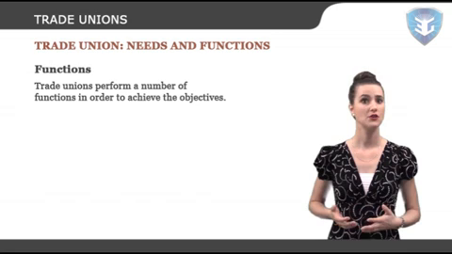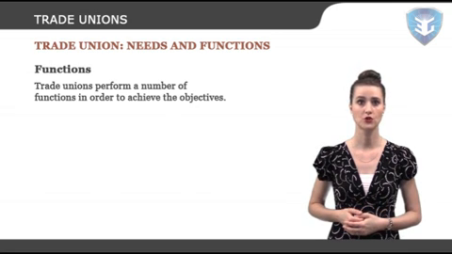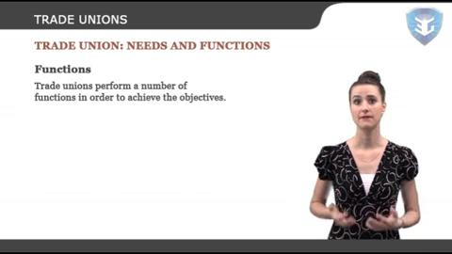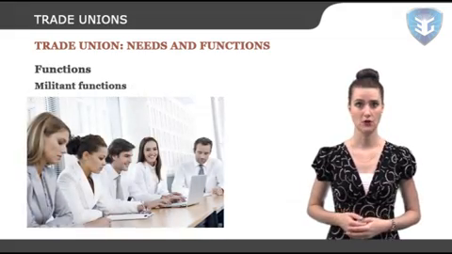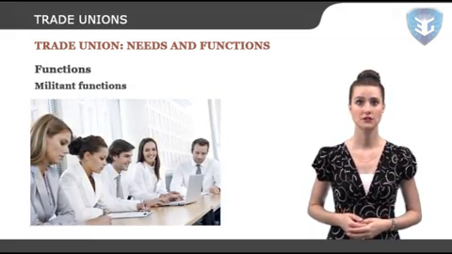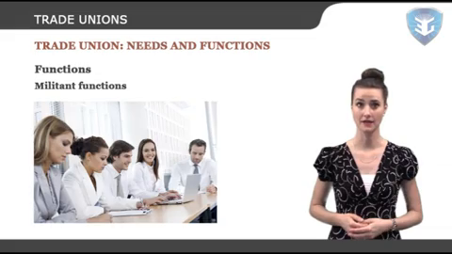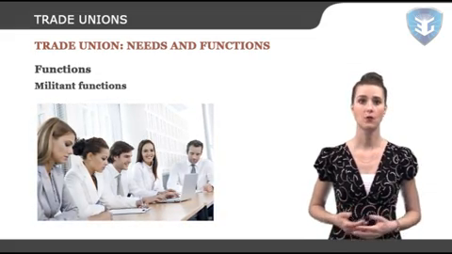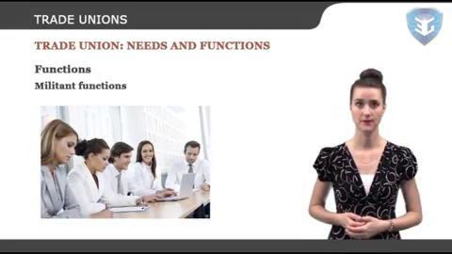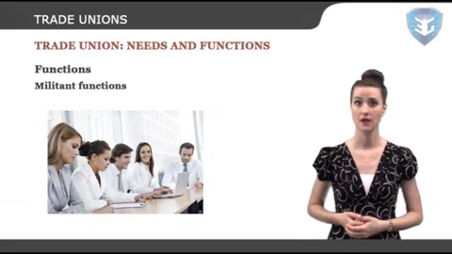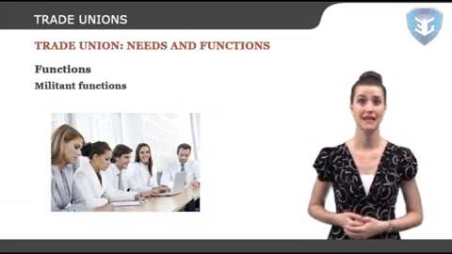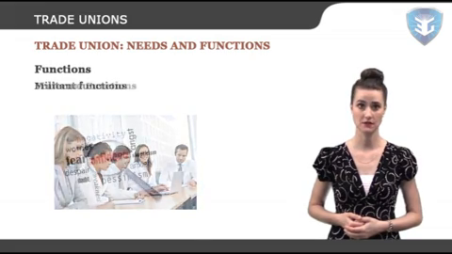Functions. Trade unions perform a number of functions in order to achieve the objectives. These functions can be broadly classified into two categories: 1. Militant functions. 2. Fraternal functions. Militant functions. The militant functions of trade unions can be summed up as: 1. To achieve higher wages and better working conditions. 2. To raise the status of workers as a part of industry. 3. To protect laborers against victimization and injustice.